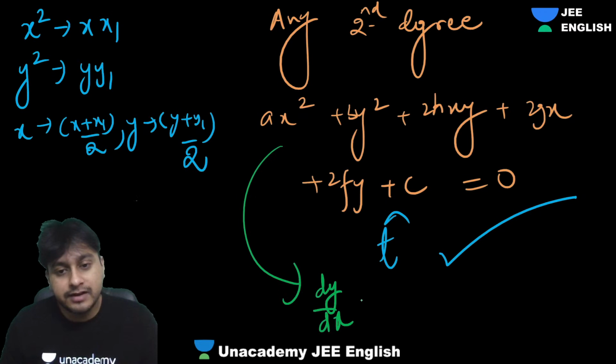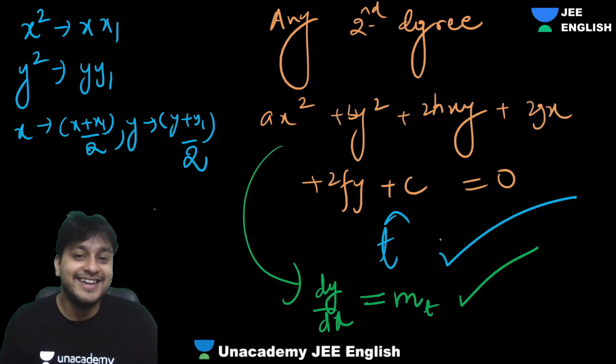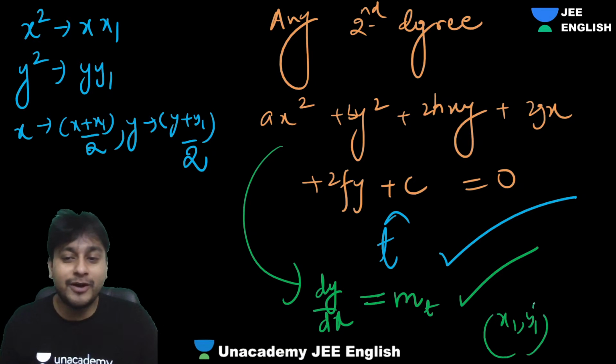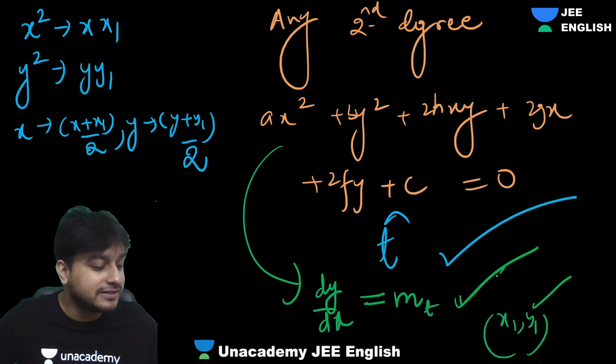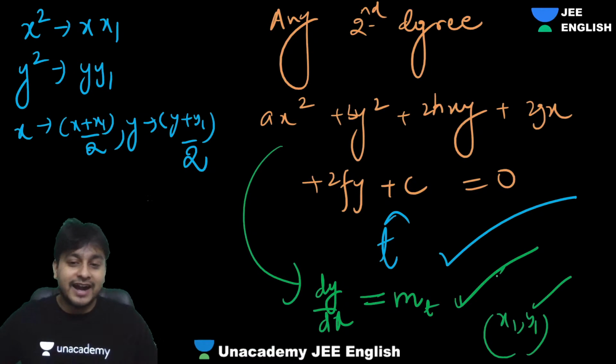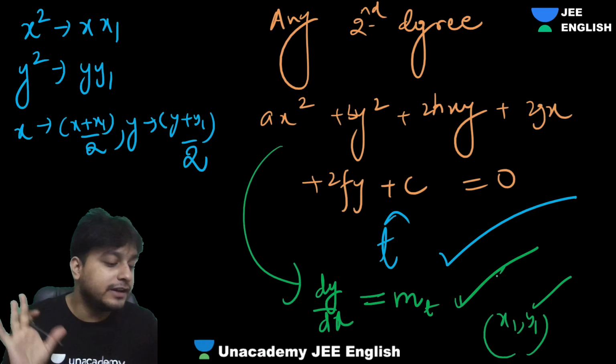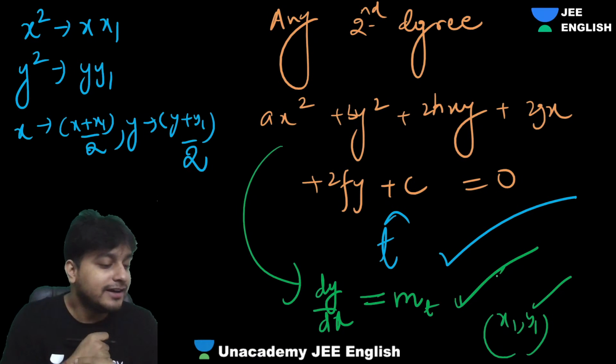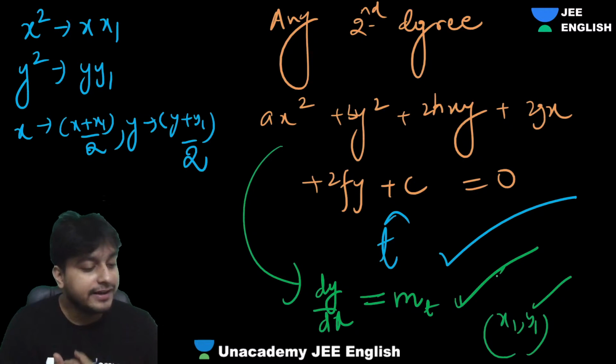What is dy by dx? Slope of tangent, right? And they will give you the point x1, y1. You know the point, you know the slope. Can you get the equation? Tell me, guys, how many of you know differentiation? If you know differentiation, can't you get the tangent of the circle easily?